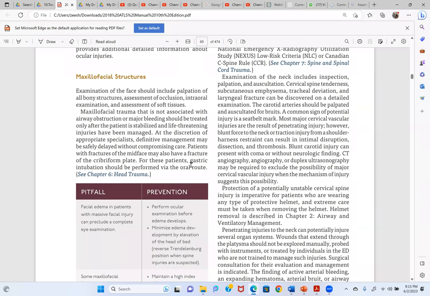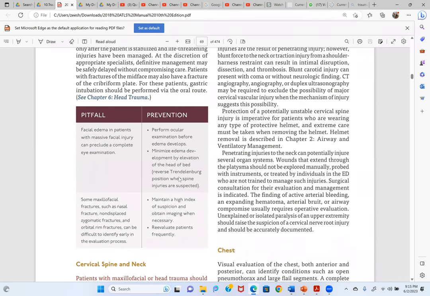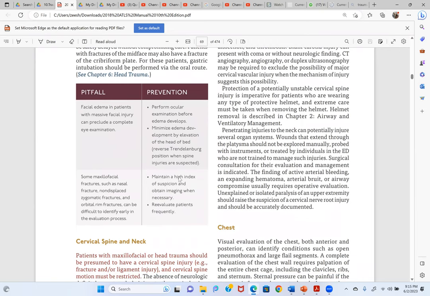Especially if there is nasal involvement, gastric intubation should be performed via the oral route. Okay. You should not try to place an NG tube. You should prefer an orogastric tube.